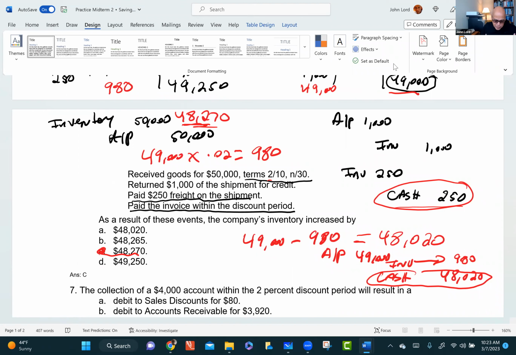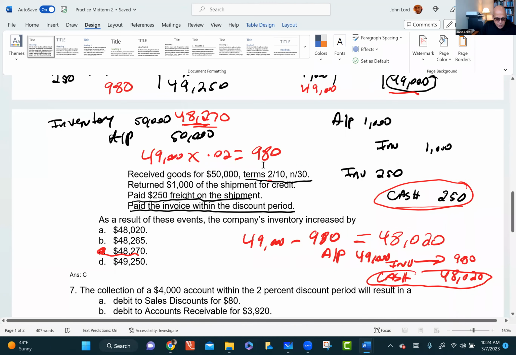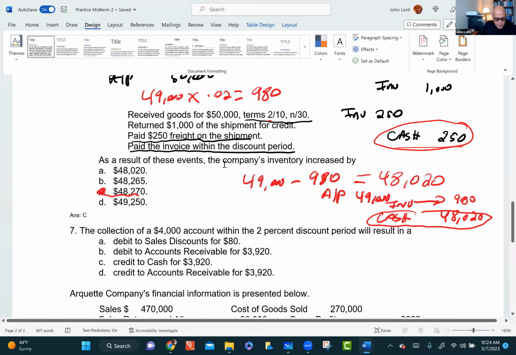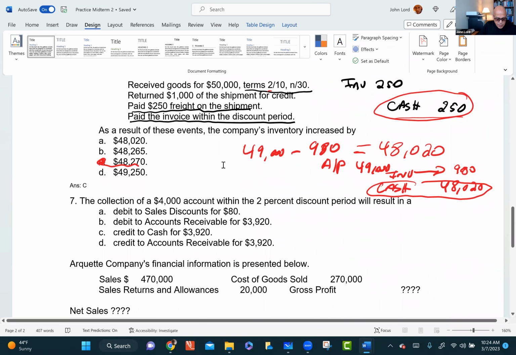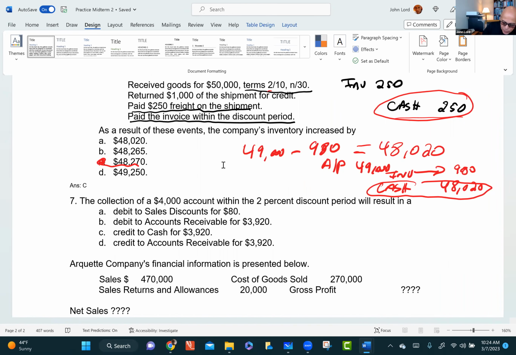But in accounting, we keep track of things through journal entries. Now they say that the collection of a $4,000 account with a 2% discount period will result in, and again, they ask for half a journal entry. That's not how we do things. We do the whole entire debit and credit. What they're saying to you is this company must have sold something for $4,000.